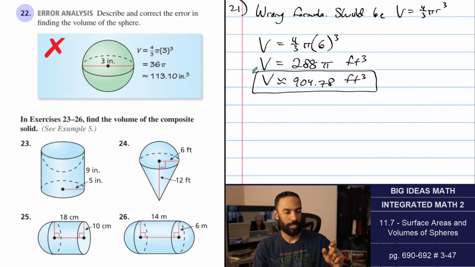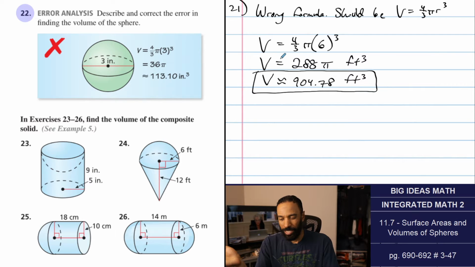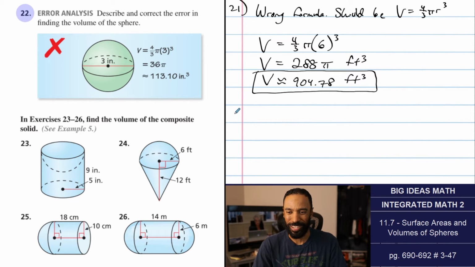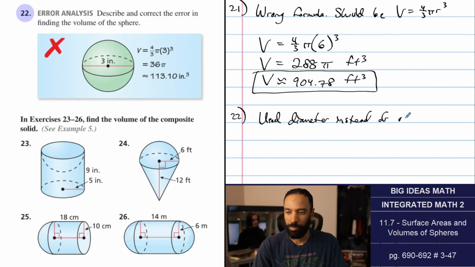Now, if their number is correct, I could divide it by 8. Take half of it. I could divide it by 8, so I think the answer is going to be somewhere around 12, 13, maybe 13 or 14. I can't do that math in my head suddenly. Anyway, let's do it. Number 22. Used diameter instead of radius. I guess 14 point something.